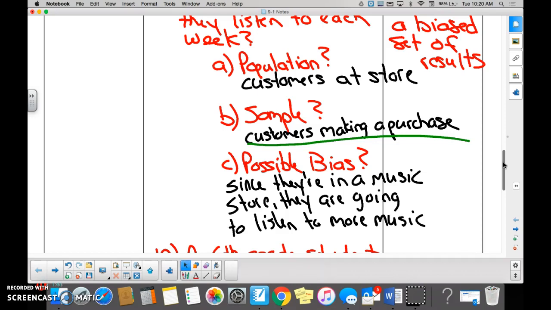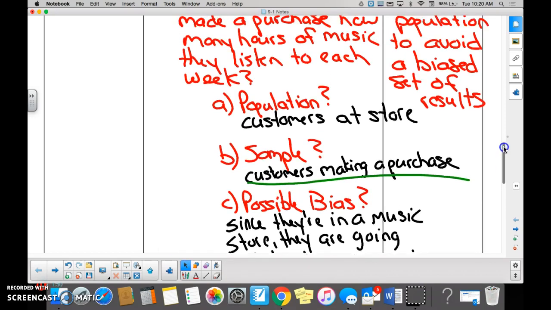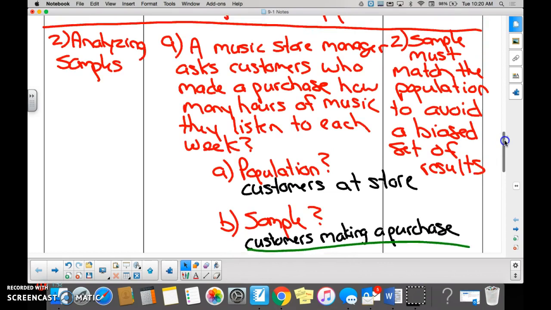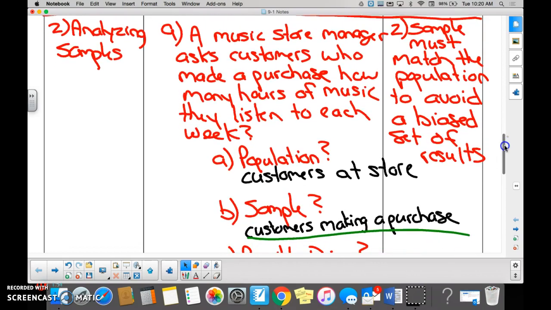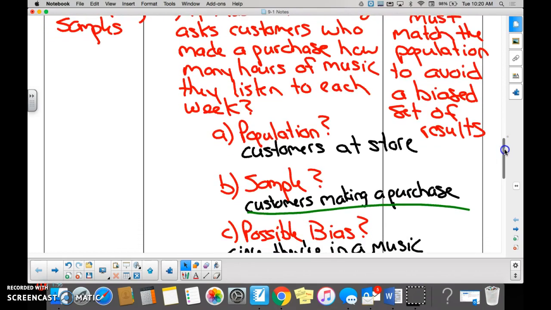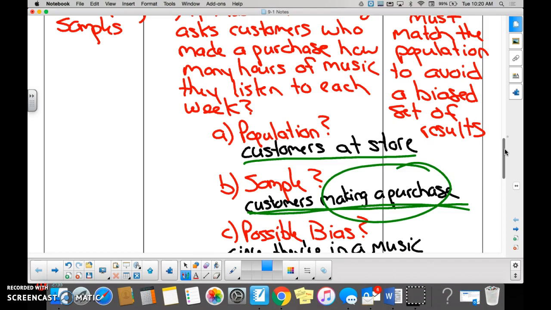So I think this might be one of our most important cheat sheets of the year. We said that a sample must match the population to avoid a biased set of results. Does the population and sample match up? Do customers at the store match up with customers making a purchase? Yes. They do? No. Isn't this a much narrower group of people? Because there are people that go to a store and don't make a purchase, right?